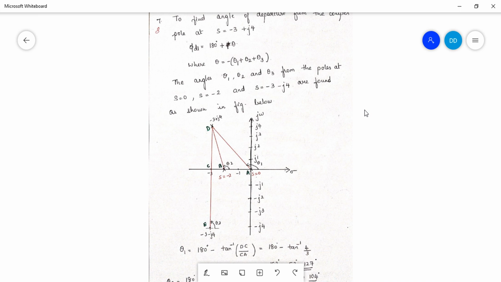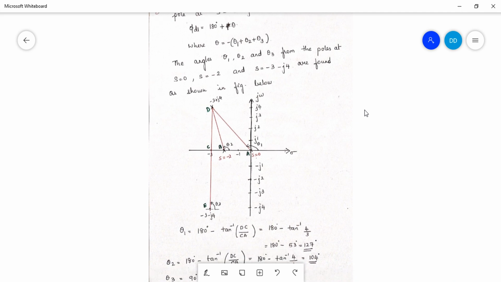Here theta is the sum of the angles made by all the other poles. If I consider the pole at minus 3 plus j4, I have to see the angles made by s equal to 0, s equal to minus 2 and s equal to minus 3 minus j4 with the pole located at minus 3 plus j4. We denote these angles by theta 1, theta 2 and theta 3. We have to find theta 1, theta 2, theta 3, substitute them, and we get the angle of departure.